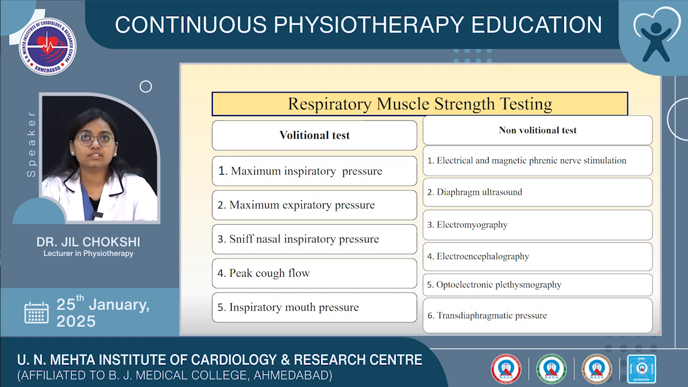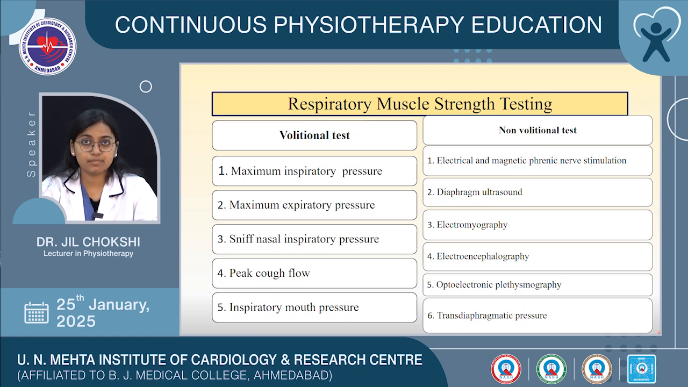So, the respiratory muscle strength testing is divided into 2 parts. First one is the volitional test and the second is the non-volitional test. In the volitional test, there are maximum inspiratory pressure, maximum expiratory pressure, sniff nasal inspiratory pressure, peak cough flow, and the last one is the inspiratory mouth pressure. And in the non-volitional test, there are first electrical and magnetic phrenic nerve stimulation.